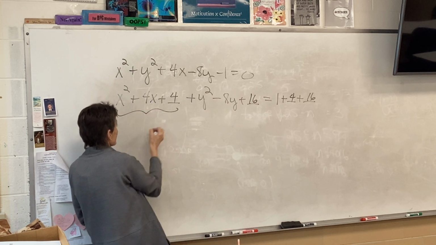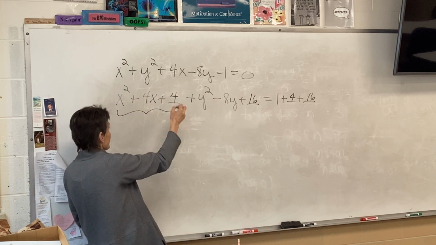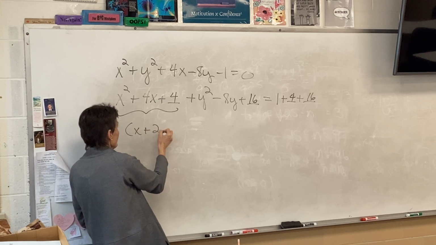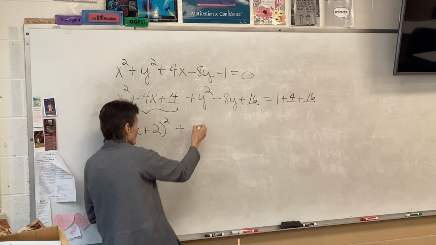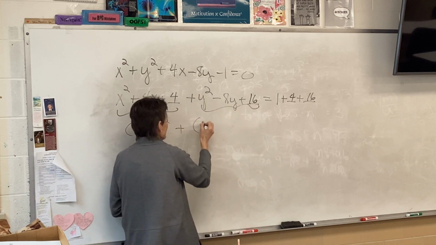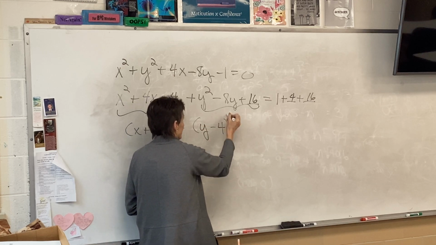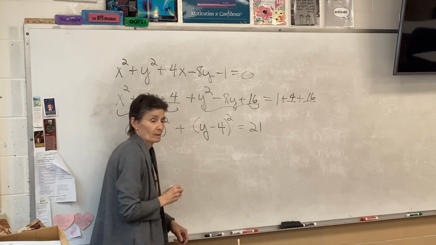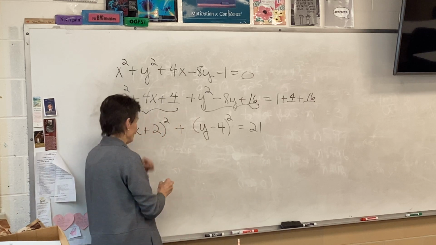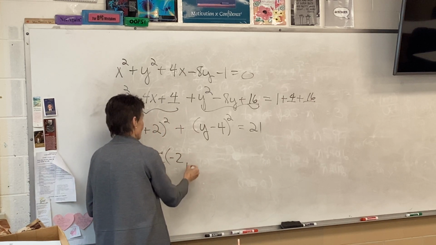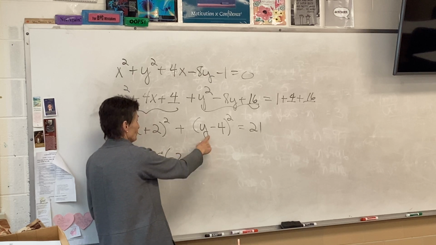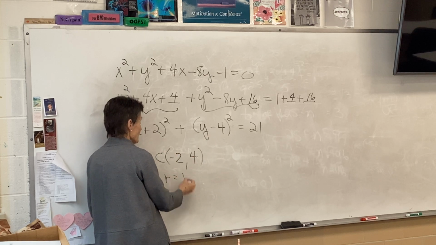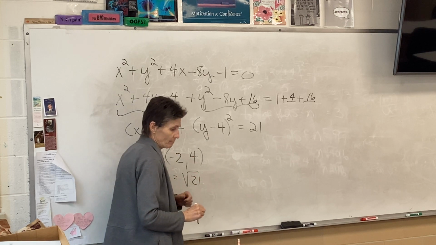So now this little grouping of x's here is x plus 2 squared. And this little grouping of y's is y minus 4 squared. And all that makes 21. So my center is -2, 4, and my radius, root 21.